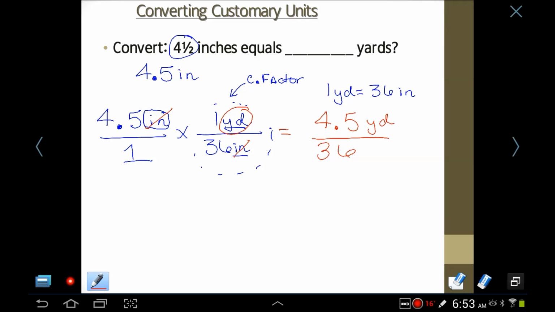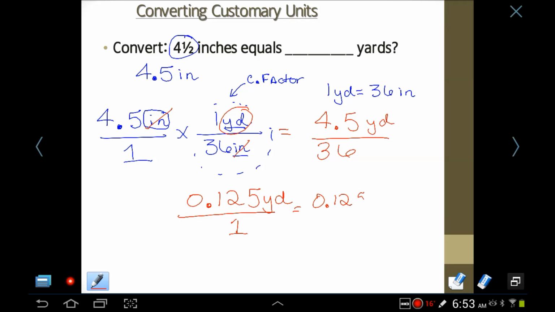So 4.5 divided by 36. Remember, top divided by bottom. And when I do the math on my calculator, I get a decimal. Now, having a decimal like that is not going to be the best kind of answer. So one thing that I would recommend doing is changing that into a fraction.